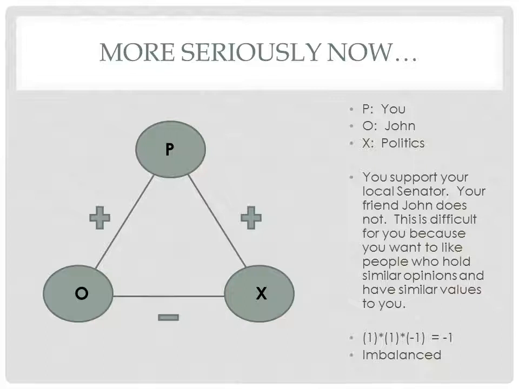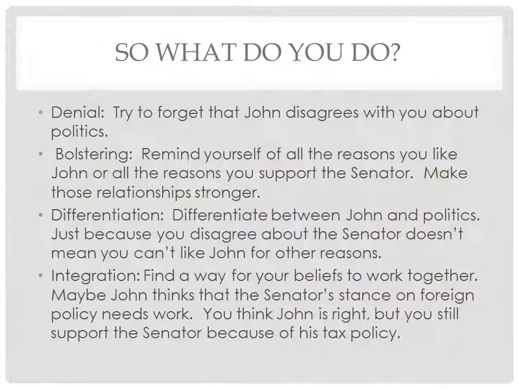So this is imbalanced. So what do we do when we have an imbalanced relationship? Well, balance theory suggests that we have 4 options. So the first thing we can do is denial.